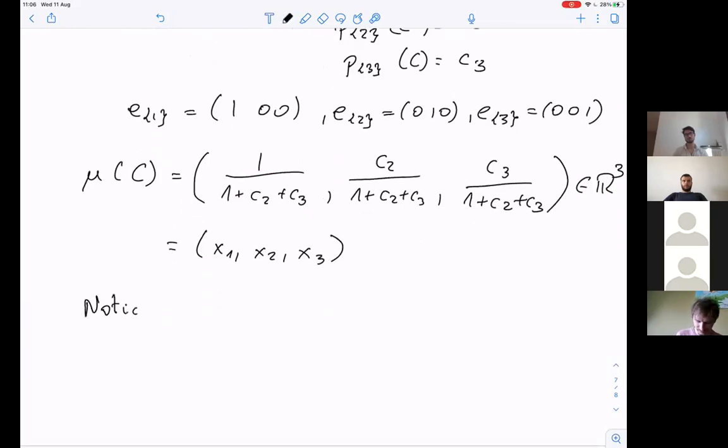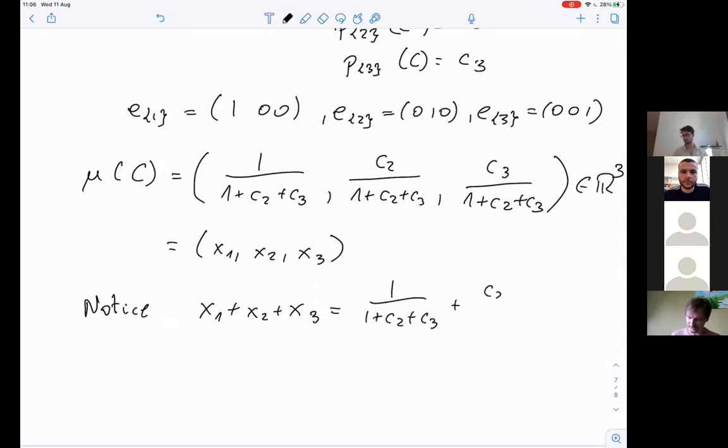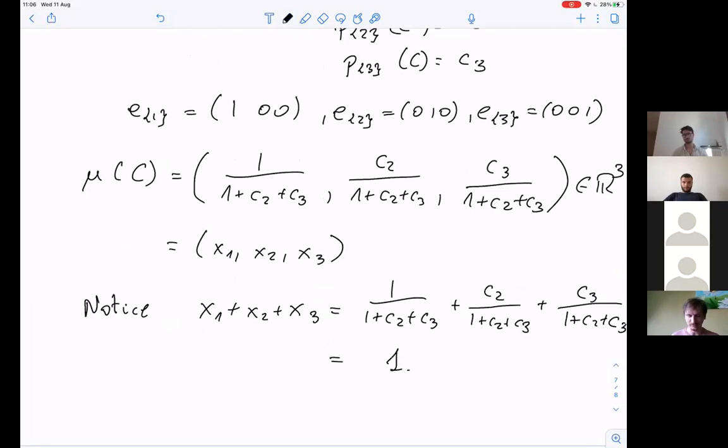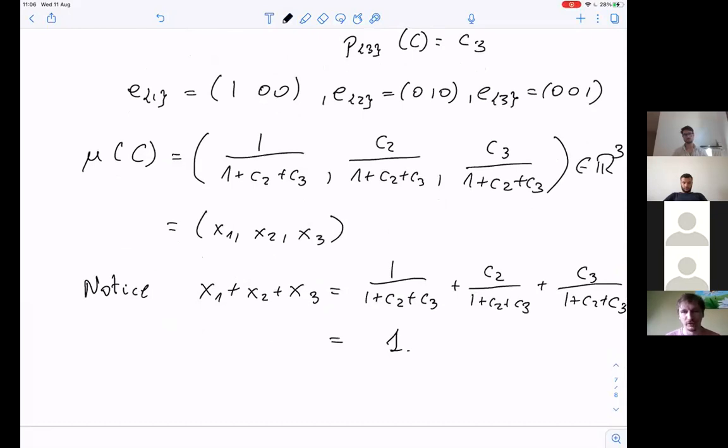So notice that if I take x1 plus x2 plus x3, that's 1 over 1 plus c2 plus c3, plus c2 over 1 plus c2 plus c3, plus c3 over 1 plus c2 plus c3. So this is equal to 1. So the sum of all x's is constant, and in that case is equal to 1. More generally, it will be equal to k. Okay. So now, the image is in 3 dimensions, but it lives at the hyperplane defined by x1 plus x2 plus x3 equal to 1. So it's really a 2-dimensional object, and it should be a 2-dimensional object because it's the image of a 2-dimensional object.